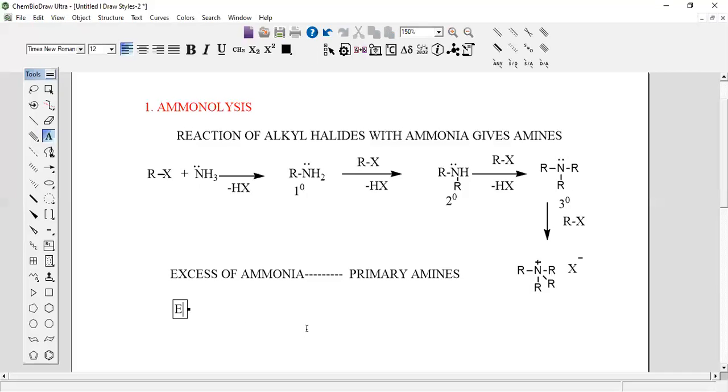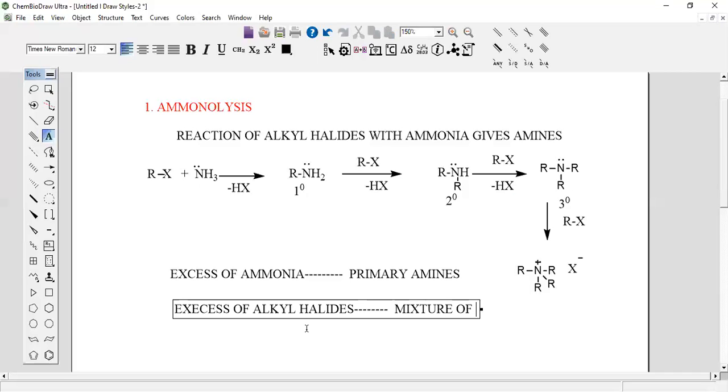Suppose if you use excess of alkyl halides, in this reaction we will get a mixture of amines, because the formed amine again reacts with the alkyl halide, because we have taken excess of alkyl halide. Therefore you will get the mixture of amines, that is primary, secondary, tertiary and quaternary salts formed.